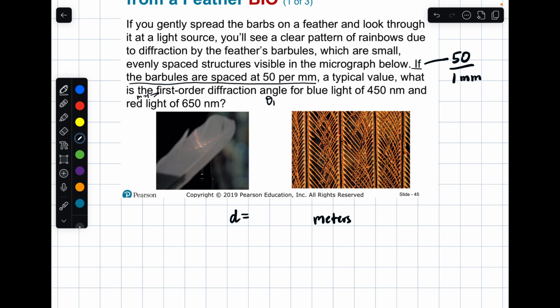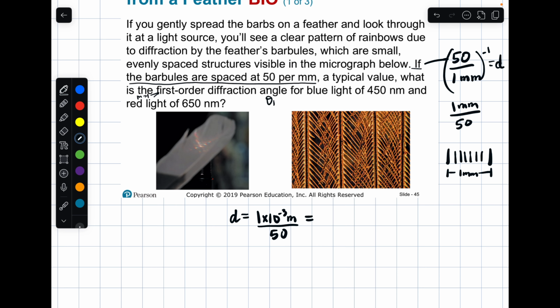And so therefore the spacing in between is roughly 1 millimeter divided by 50. So 1 millimeter is 1 times 10 to the negative 3 meters, and divide that by 50. We can get our spacing, the slit spacing, which is 20 times 10 to the minus 6 meters.